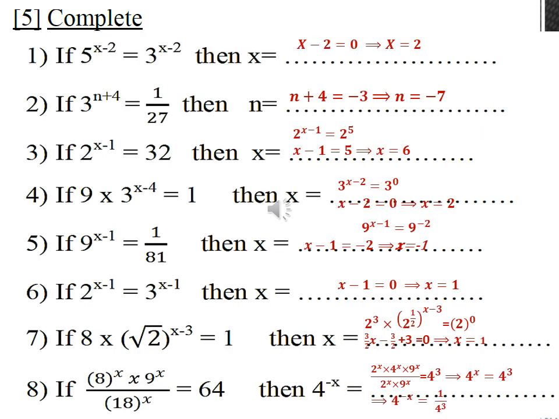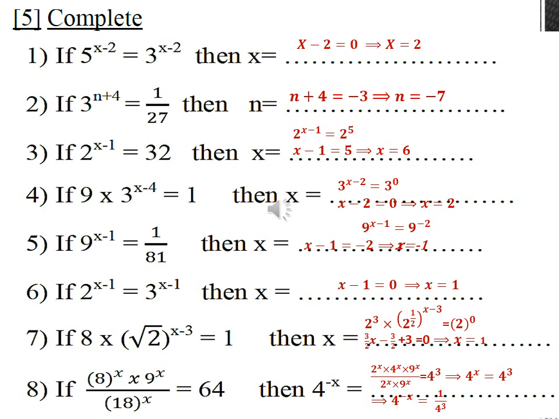Let's start to make sure that we understand. Let's complete together. If we have 5 to the power x minus 2 equals 3 to the power x minus 2. We told before in the example that if you have different bases that are equal, the power must be 0. So we will take x minus 2 equals 0 and we will find x equal 2.